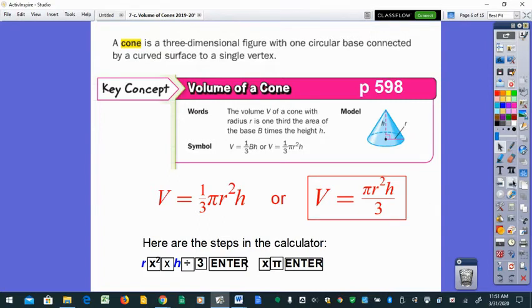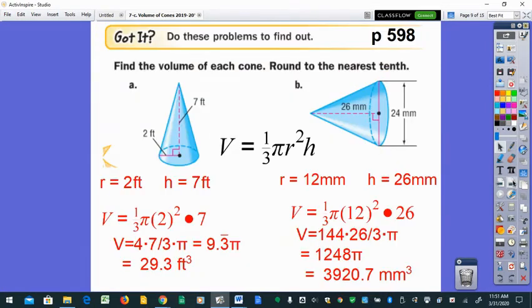Well, I hope that that helps get you started on finding the volume of a cone. It's directly related to our cylinder. It's the exact same formula as our cylinder, pi r squared h, but we just divide it by 3 to get the volume of a cone.